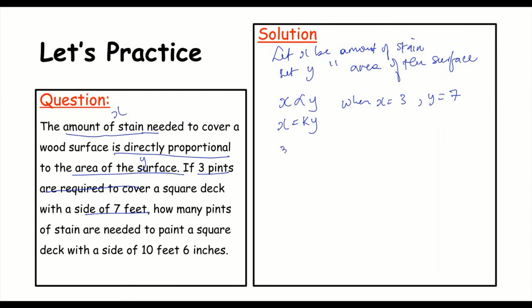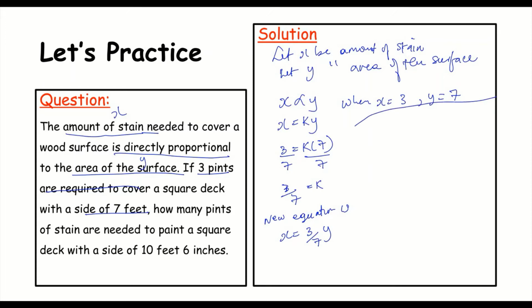So we have 3 is equal to k times 7, and we divide both sides by 7 to find the value of k. So k is equal to 3 over 7, or 3 over 7 is equal to k. Doesn't matter. So k is our constant of proportionality. So our new equation is x is equal to 3 over 7 y.